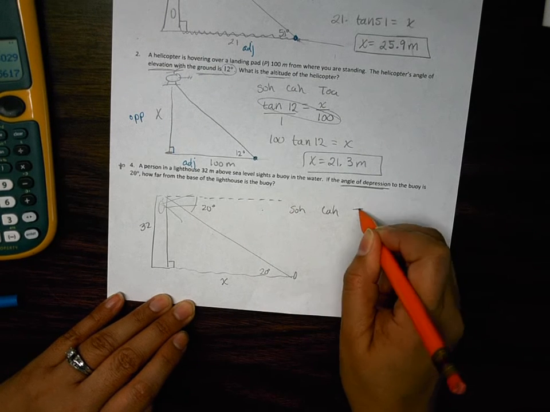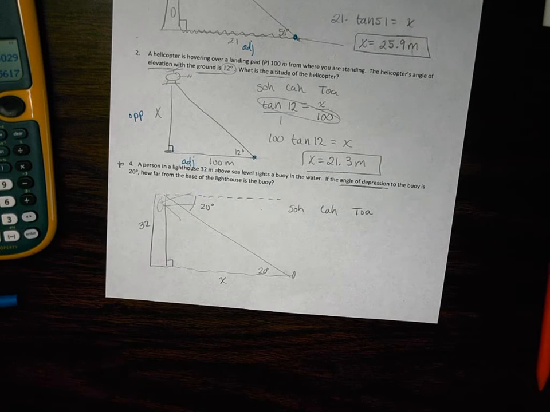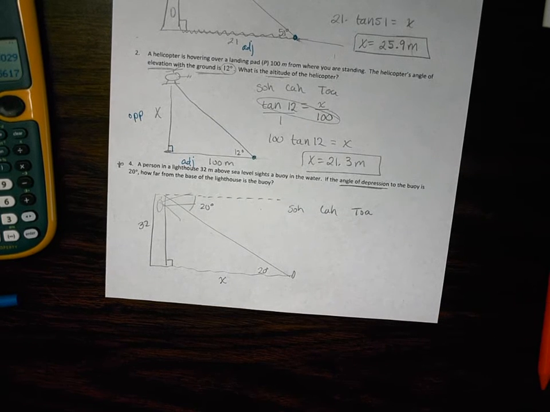All right, I'm going to let you guys work. Figure out if it's SOH, TOA, if it's sine, cosine, or tangent. Label the 32 and label the X. One of them's opposite, one of them's adjacent. Please start to label.